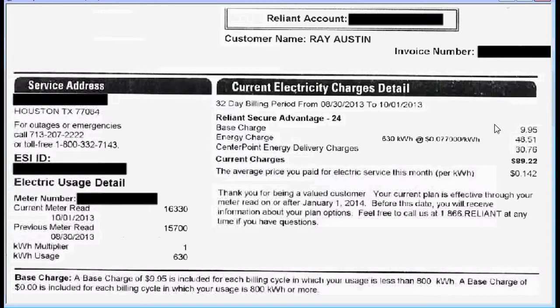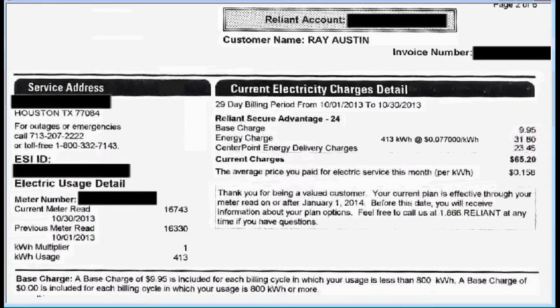Okay, this is the September bill. We paid $89.22 with an average of 14.2 cents per kilowatt hour. Used 630. It's just another reference bill. We're not using it. $65.20. This is in the fall. This would have been October's bill. It's just another reference bill that we're not going to use.